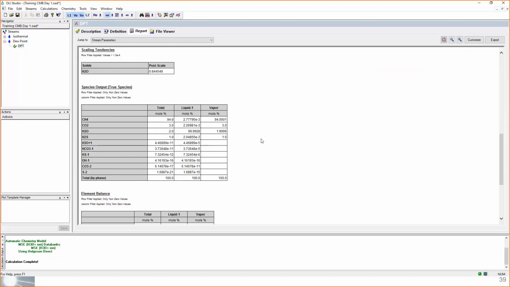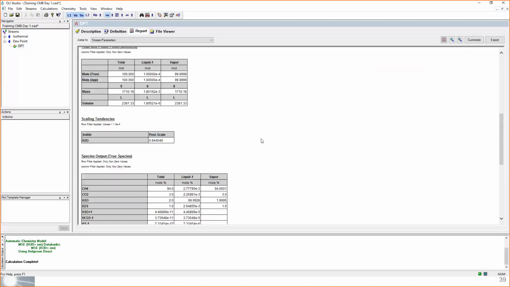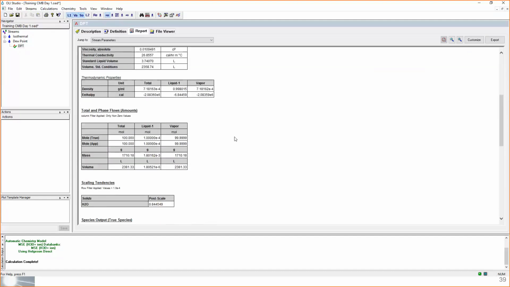Maybe I should have talked about that. Let's go back for a moment to this total and phase flows table. So notice here that from the 100 moles that we added in the system, 99.99% of it, or 99.999 moles of it, is in the vapor phase. And only a tiny fraction is in the liquid phase. So it's a very small drop. That is 1 times 10 to the minus 4 moles. So this is a very small amount. It's the first condensate that was formed.